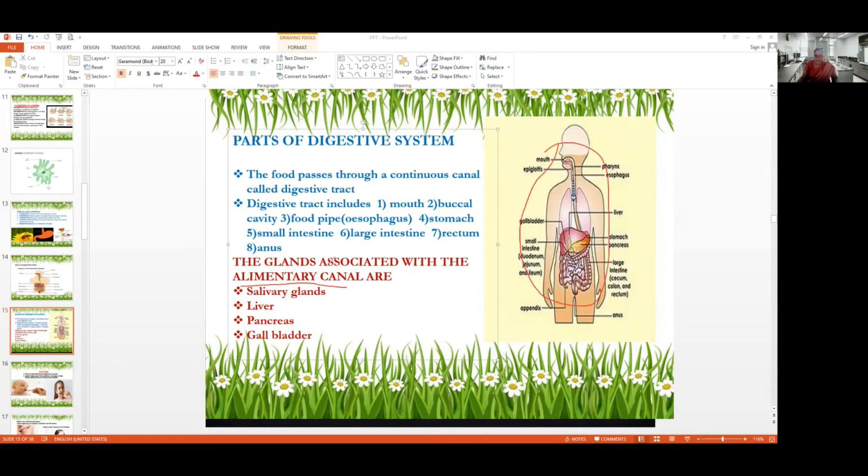So in the alimentary canal, or in the digestive system, what are the glands involved? One is the salivary gland, liver, pancreas, and gallbladder. What are the four glands which are associated with the alimentary canal? Salivary glands, liver, pancreas, and gallbladder. Okay. Next, coming to the next slide.